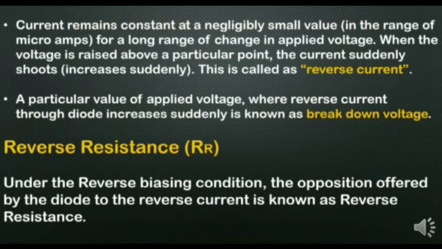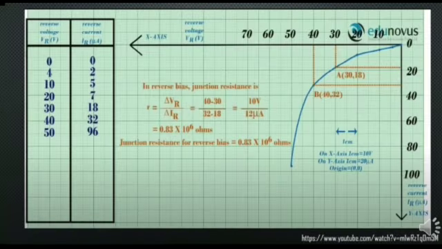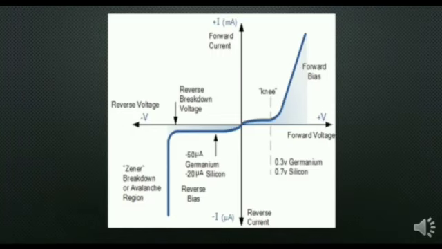Similarly, as we did in the forward characteristics, in the reverse characteristics also, we connect the diode in a reverse bias condition and gradually increase the voltage and record the corresponding value of the current. The current remains constant at a negligibly small value, in the range of microamperes, for a long range of change in applied voltage. This is due to the flow of minority charge carriers, hence called the leakage current or the reverse saturation current.